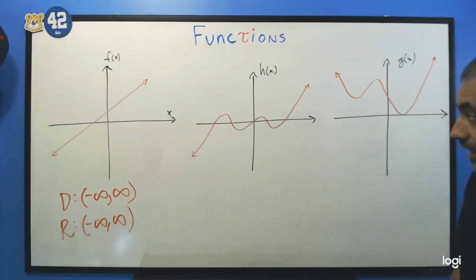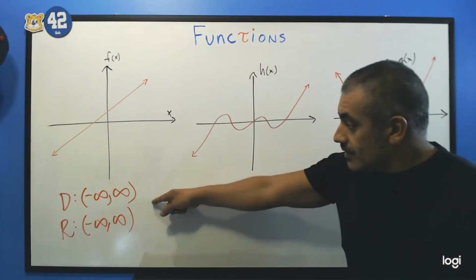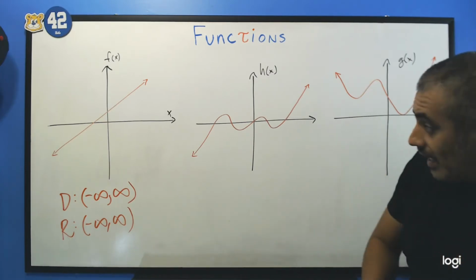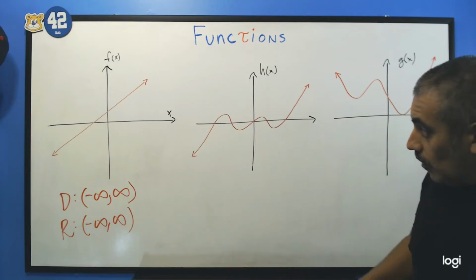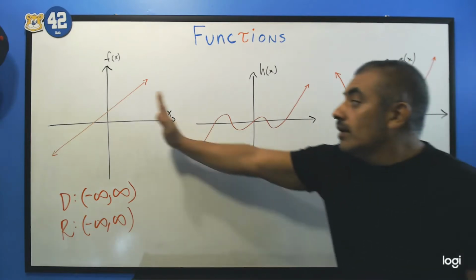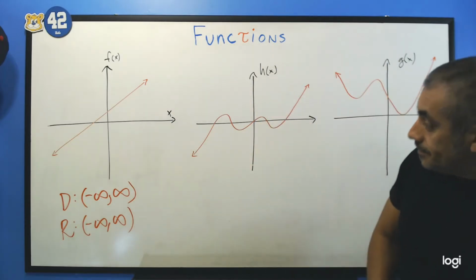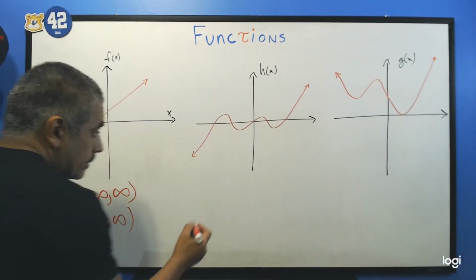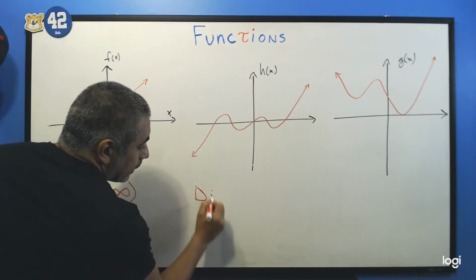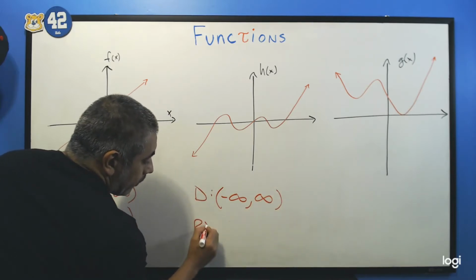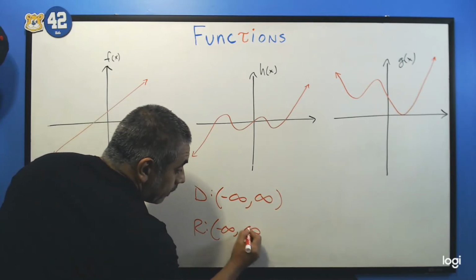Now looking at h of x over here, it's another weird function now, but clearly we can also see that it's going to go forever in that direction. It does whatever it wants over here and then it goes forever in that direction. So domain is going to be all real numbers and the range is also going to be all real numbers. So remember, for the domain we look at the direction in the x and for the range we look at the direction in the y. So let's go ahead and write this out. Domain negative infinity to infinity and range negative infinity to infinity.